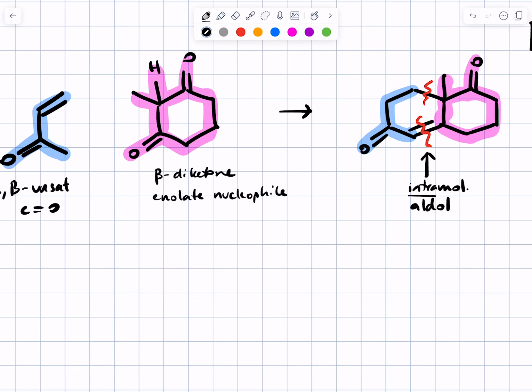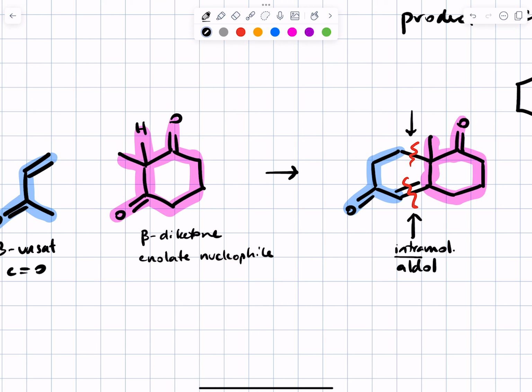Intramolecular tells you that that's got to happen second, because we've got to first get these two portions to be part of the same molecule. This bond up top we make via the Michael reaction.